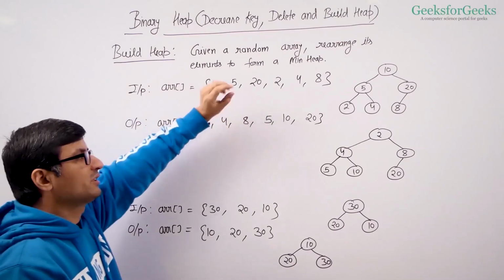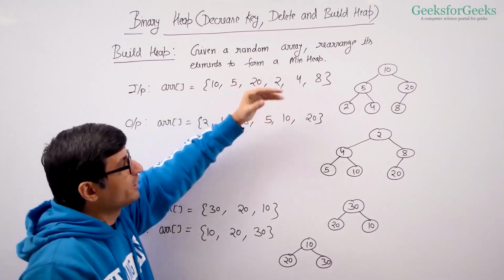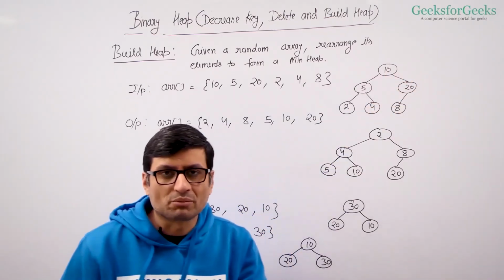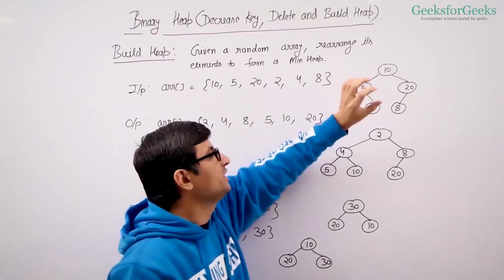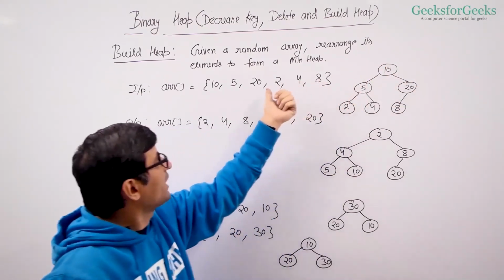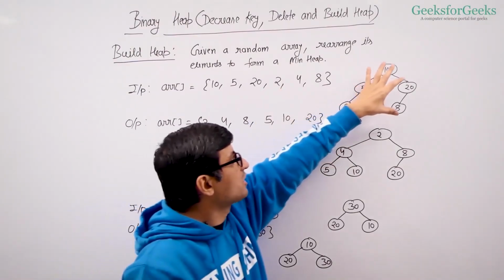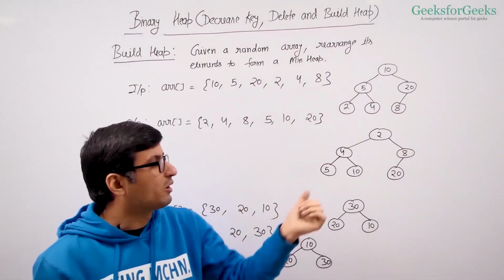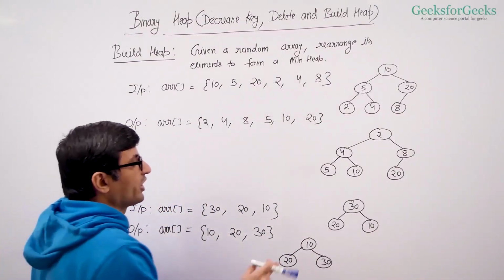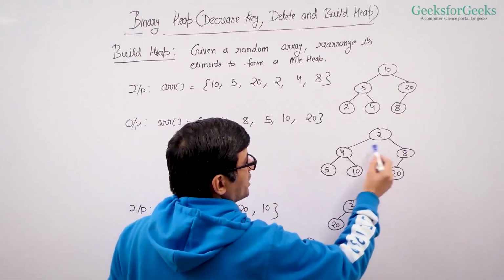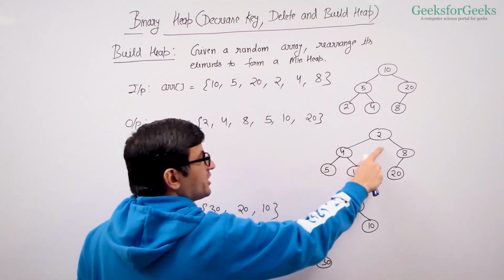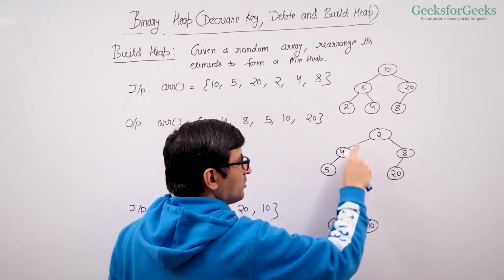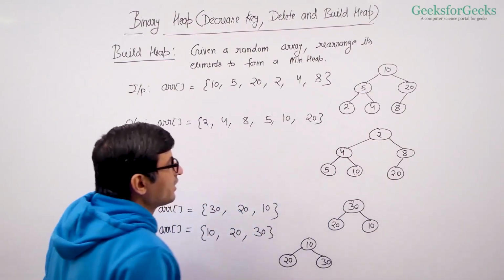We have this array, elements are arranged in any order, and this array represents this complete binary tree, right? Every array represents some complete binary tree. And this is the complete binary tree represented by this array. Now we want to convert this complete binary tree into a min heap like this. So our array should be modified according to the nodes of this min heap. 2 should come first at index 0, then 4, then 8, then 5, then 10, then 20 and 30. You can notice 2, 4, 8, 5, 10, 20.